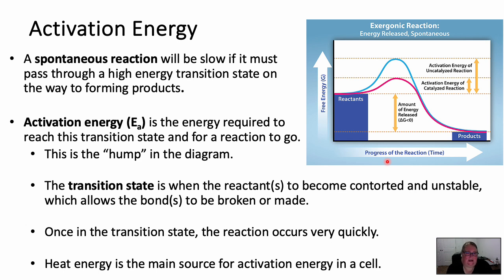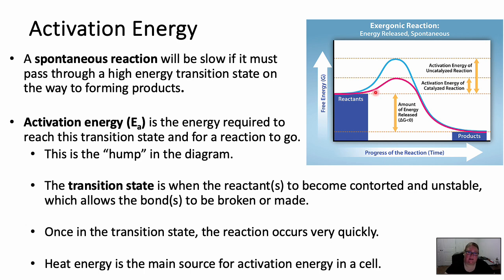A transition state is when we have made the reactants unstable. Once the reactants are unstable, we can start breaking bonds. Once we start breaking bonds, we have energy and we can start forming bonds. So a spontaneous reaction is going to pass through this high energy transition state to make products.